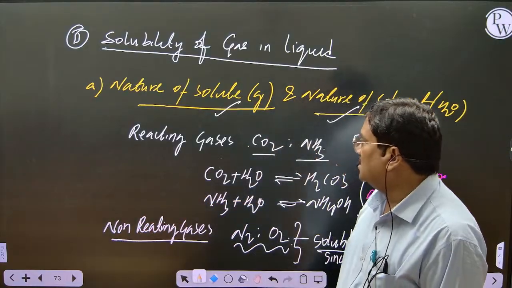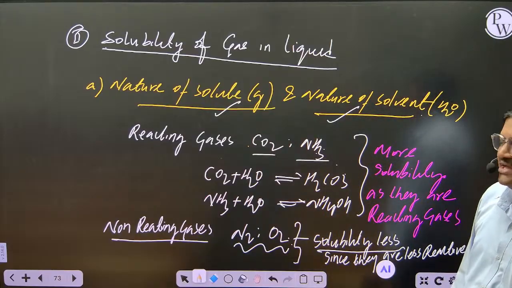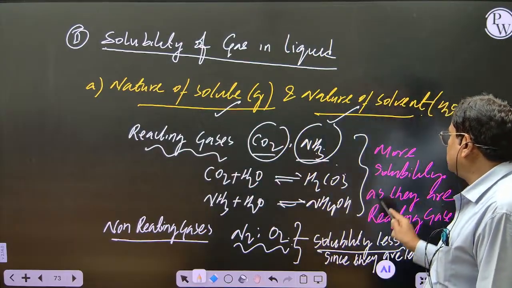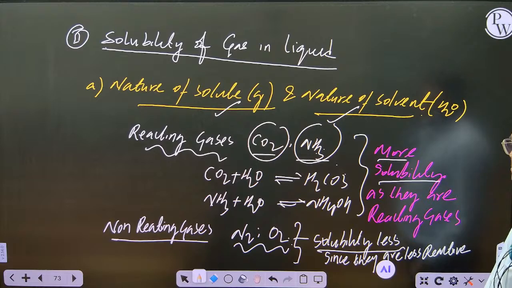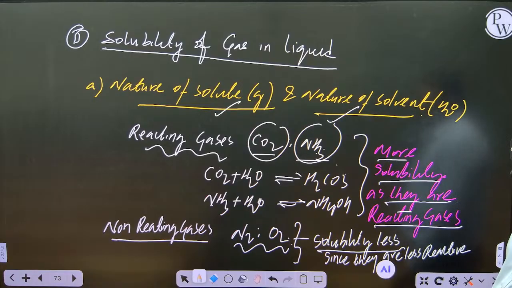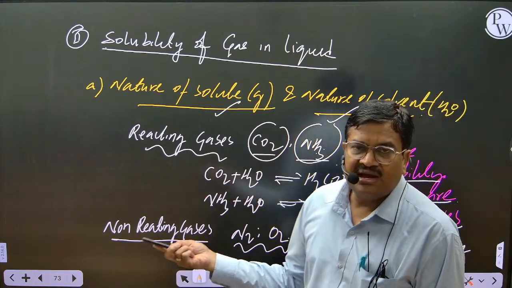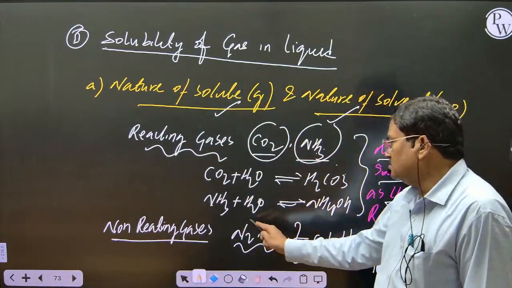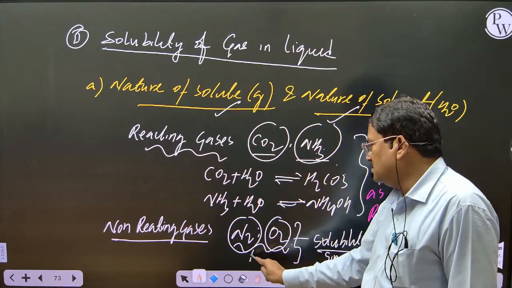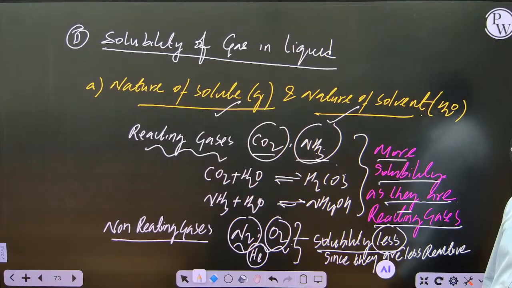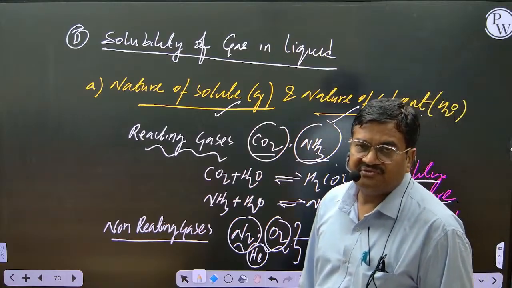Copy this. Make a note: reacting gases like carbon dioxide and ammonia, their solubility will be more. Why is their solubility more? Since they are reacting gases. But non-reacting gases, compared with the reacting gases, their solubility comes less. Non-reacting gases like N2, nitrogen, oxygen, helium, their solubility will be how, students? Less, no? Because they are less reactive gases. So is it depending on the nature of solute and nature of solvent or not?